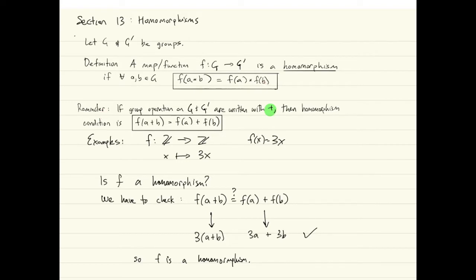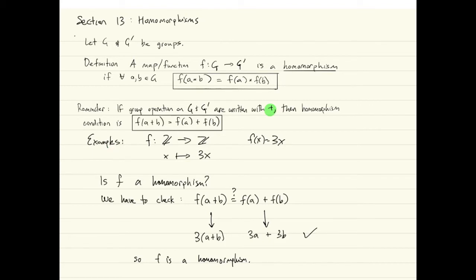Now, as a reminder, if the group operation on G and G prime are written with a plus symbol instead of this asterisk or just the product, then the homomorphism condition that's boxed here translates to f of A plus B is equal to f of A plus f of B. So let's look at some examples.